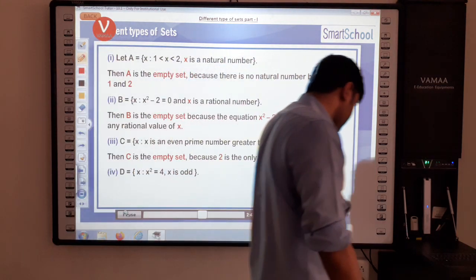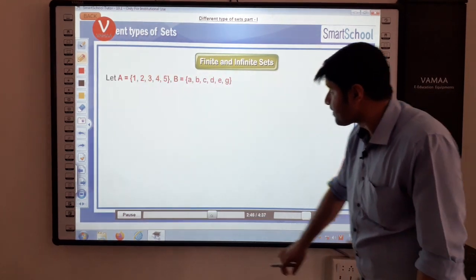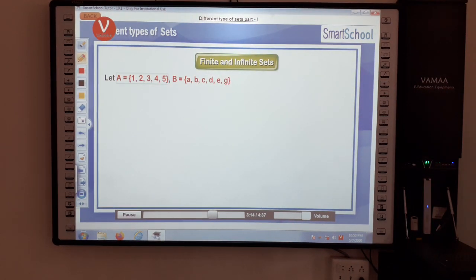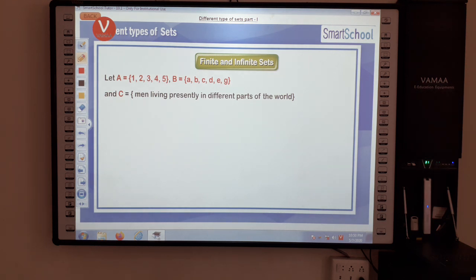D is equal to x such that x square is equal to. We observe that A contains 5 elements and B contains 6 elements. How many elements does C contain? As it is, we do not know the number of elements in C, but it is some natural number which may be quite a big number.